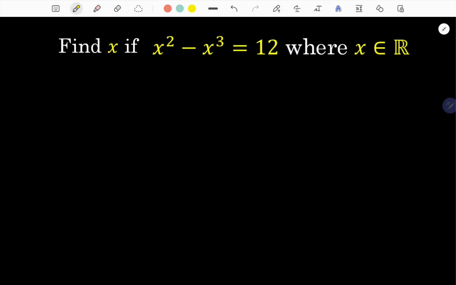Hello everyone. In this video we have to find x where x square minus x cube is 12, and we have to find the real solution of this equation. So first we rearrange the given equation.